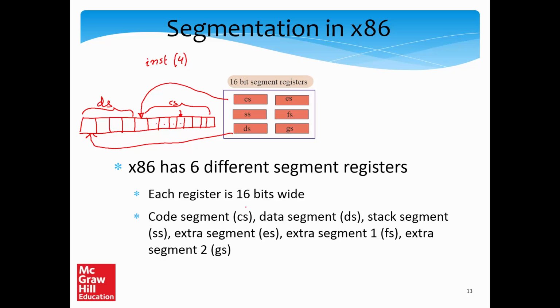What is an activation block? It stores all the arguments, the return address, all the temporary variables of the function. So this is called the stack. The stack segment also has its segment register. And along with that, we have 3 extra segment registers, ES, FS, and GS, which are not used, but they can be defined if need be.